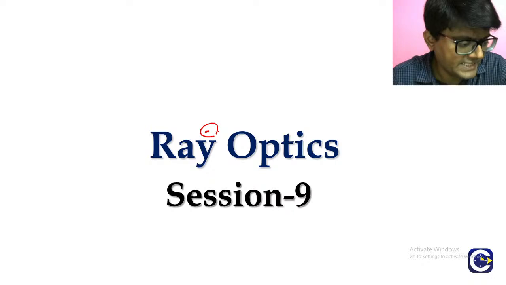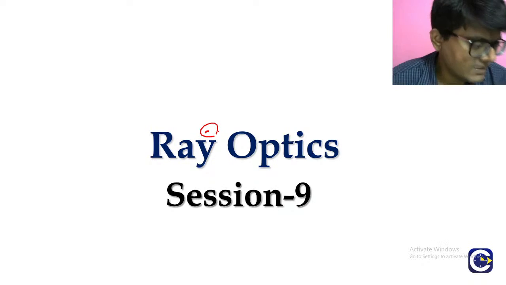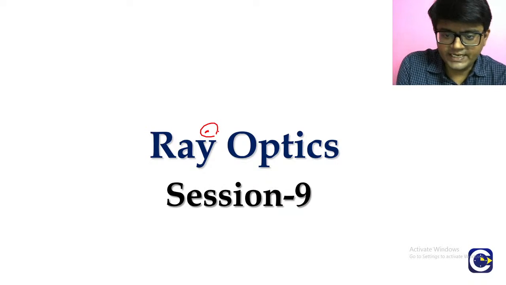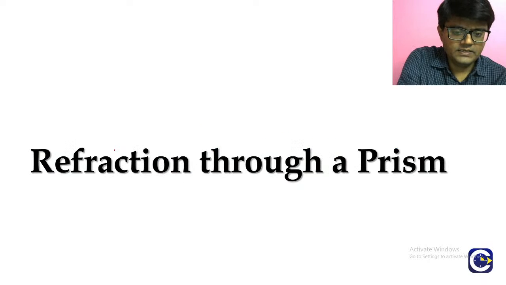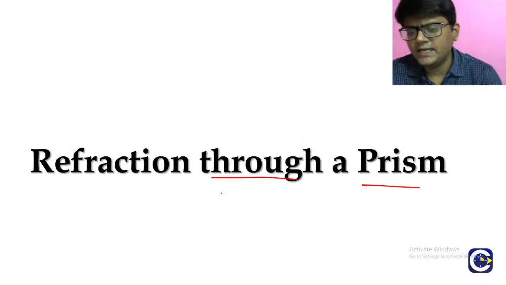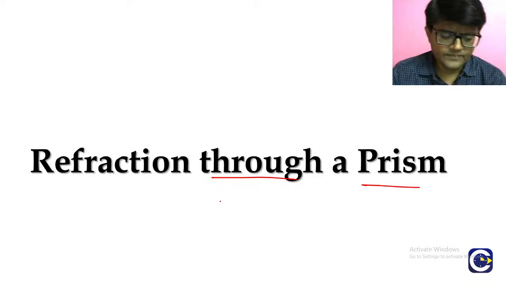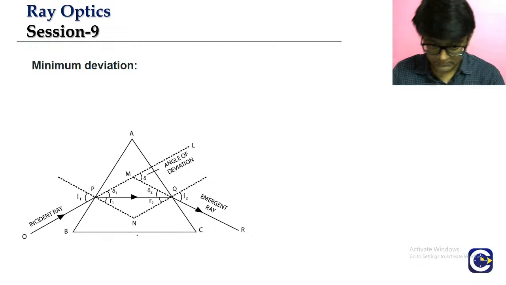So we are in session 9 of ray optics, and we are discussing refraction. In this we are looking at refraction through a prism, correct? Already in the previous class we have discussed the angle of deviation derivation.